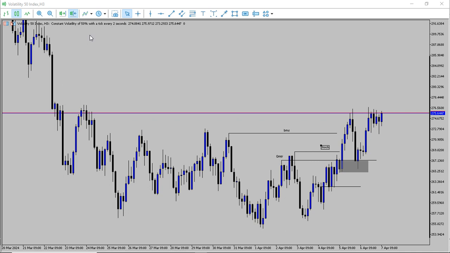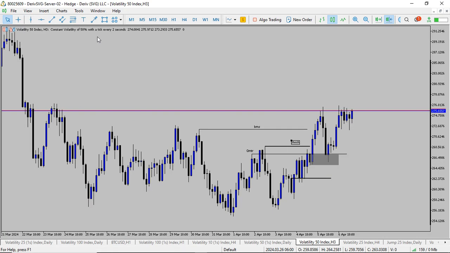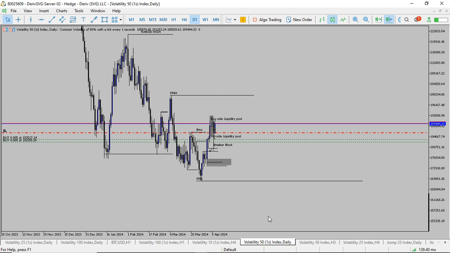Then on its cousin, or its twin brother, VIX50s, I took a buy setup.